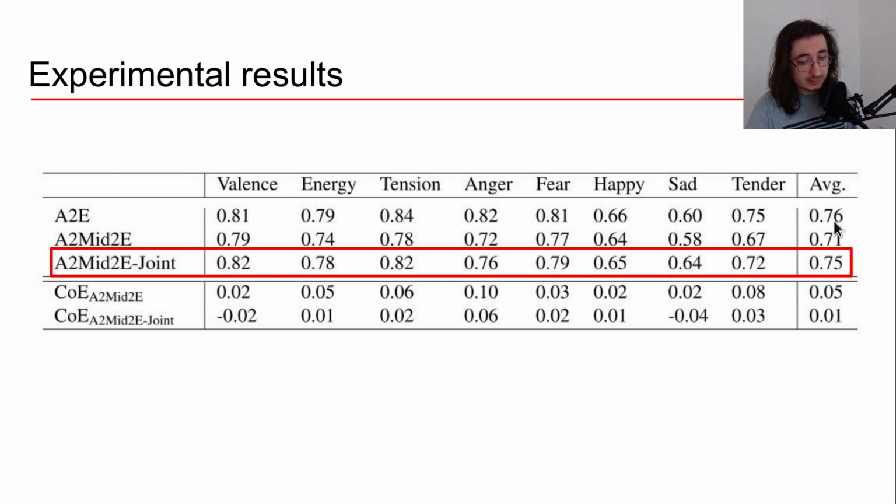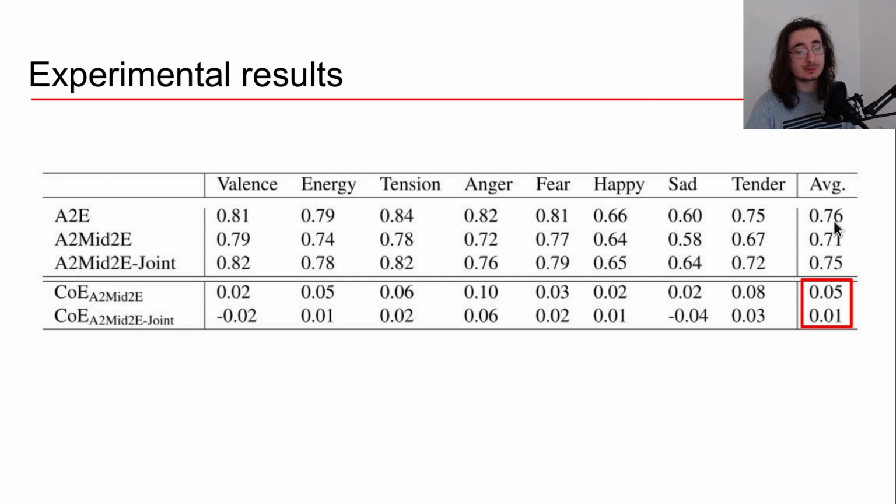So with all of this, what we see is that the cost of explainability is quite low. Specifically, for the A to mid to E model, it is 0.05, whereas for the A to mid to E joint it is 0.001. Of course, we lost a little bit of performance, but at the same time, we gained in explainability, which is the whole point of this paper.